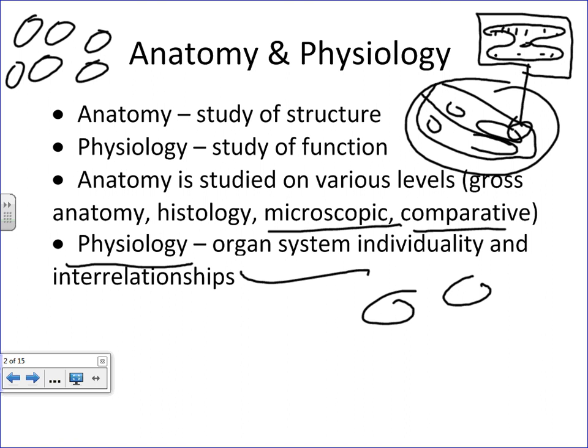And physiology, when we look at physiology, we look at individual organs and organ systems, and we talk about their specific functions and how organs within a system work together. And then we start to tie all the organ systems together, all 11 organ systems of the body, to show the vast interrelationship between all of these various parts, because we need these to survive.